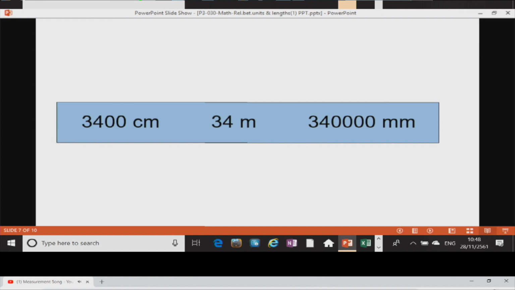How about this? How many centimeters? 3,400 centimeters. How many meters? 34 meters. How many millimeters?